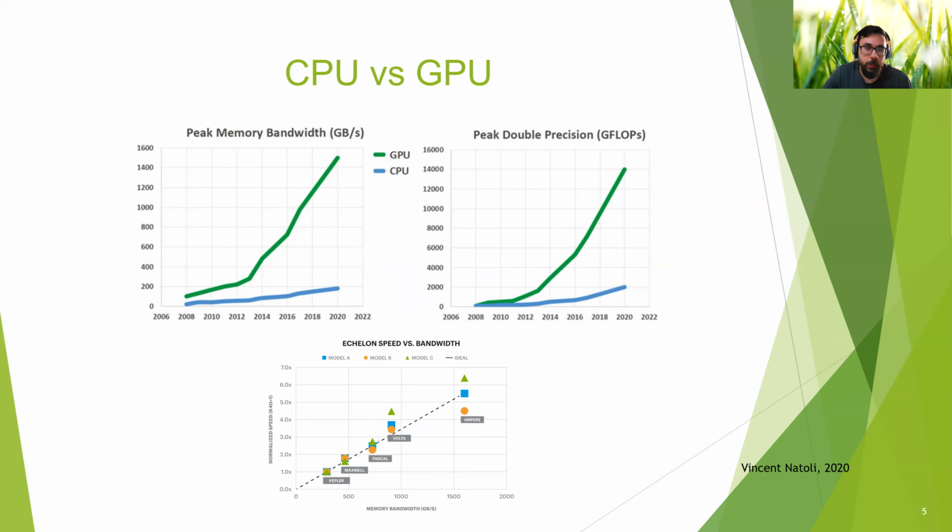The plot in the bottom shows, on the example of Echelon, which is a reservoir simulator which entirely runs on GPU, that the speed of Echelon is fully proportional to memory bandwidth. So it's much more beneficial to use GPU for reservoir simulation problems, and it will be more and more important because the gap between GPU and CPU continues to increase over years.